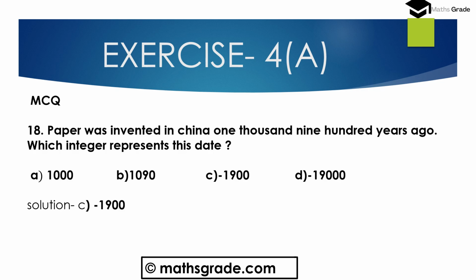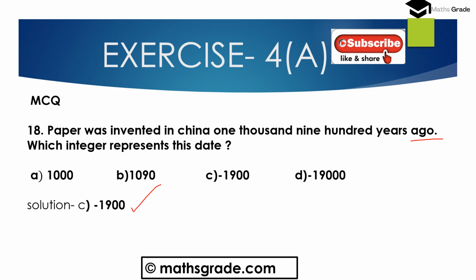Now we solve question number 18. Paper was invented in China 1900 years ago. Which integer represents this date? Ago means previous, that is before, so it will be represented with a negative sign, a negative integer, 1900. So it will be minus 1900. So option C is correct, minus 1900.